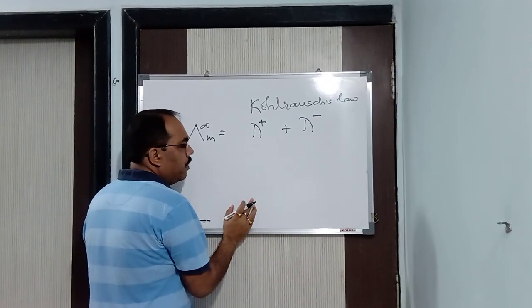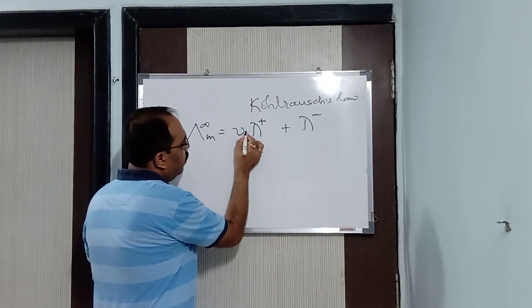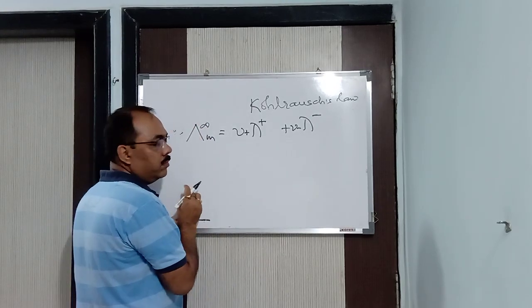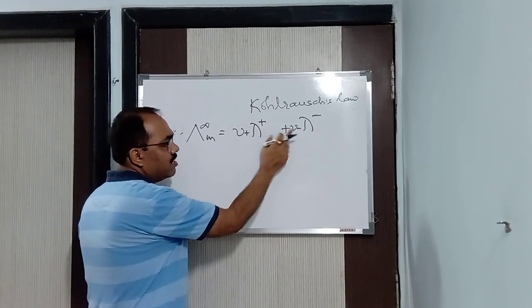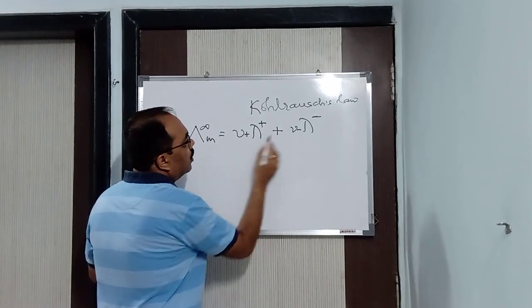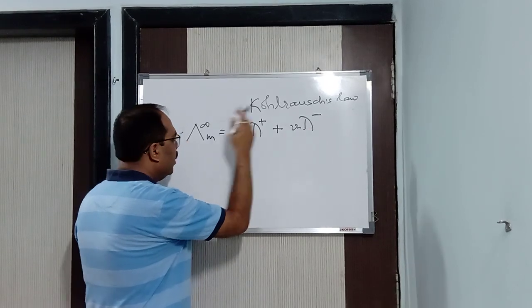Now, multiplied by the number of cations and anions. Number of cations is nu plus and number of anions is nu minus. This is the number of cations, this is the number of anions. This is the ionic conductance of cations and this is the ionic conductance of anions. Let me give an example.